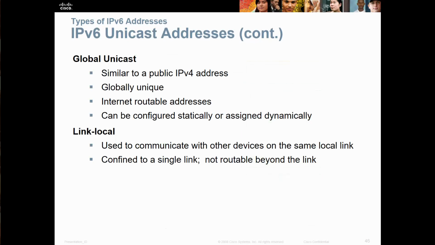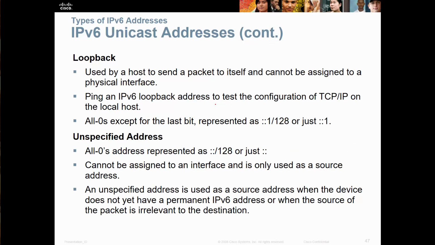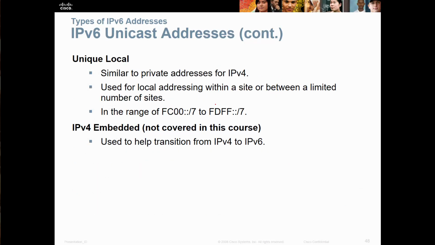So we also have a global unicast and a link local, which we've already discussed. Again, global unicasts are similar to IPv4's public addresses. They're globally unique, and they are allowed on the internet. Link local means it stays on the link, stays on the LAN, and it's not routable to different networks. Loopback, again, is very similar to our loopback with IPv4, that's 127.0.0.1. Unspecified addresses are going to be all zeros. Unique local addresses are going to be private, similar to IPv4 private addresses. Embedded IPv4 addresses are more of an advanced topic, but this is the transition from 4 to 6.